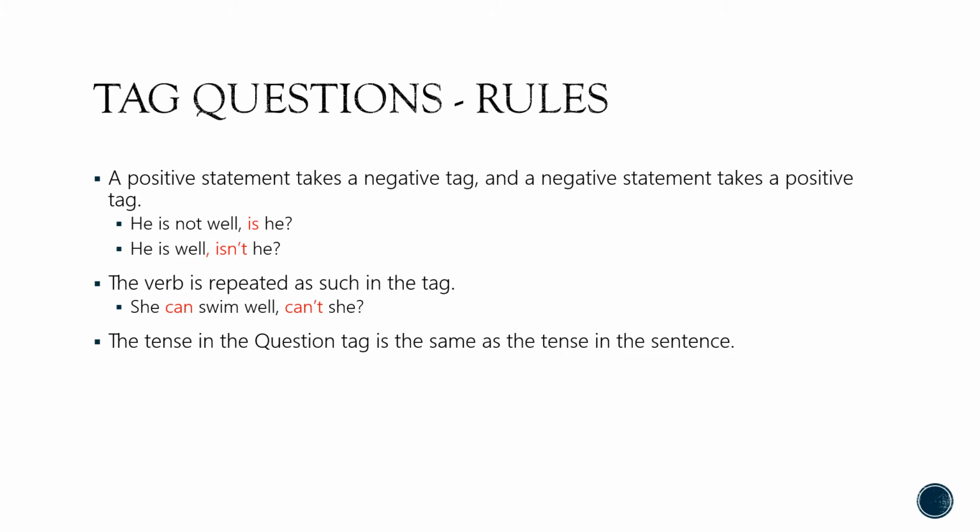Incidentally, if the sentence was she swam well, then the tag would have been didn't she? So by now you would have understood one fact for sure. That is, if the verb is in the present tense, then the tag would also take the same tense, which is exactly the third rule. Rule number 3. The tense in the tag is the same as the tense in the sentence. They were clever, weren't they? Let's move on.